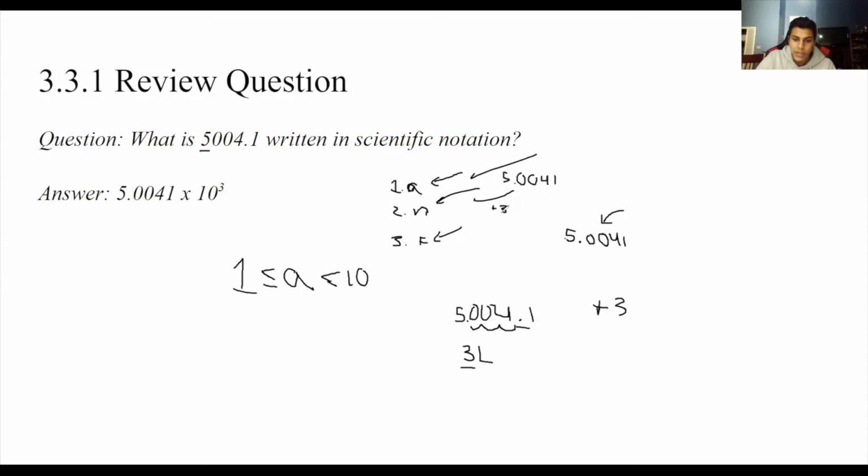And so now if I combine it in my scientific notation to write it in the form of a times 10 to the power of n, then that gives me 5.0041 times 10 to the power of 3. So this is my answer here.